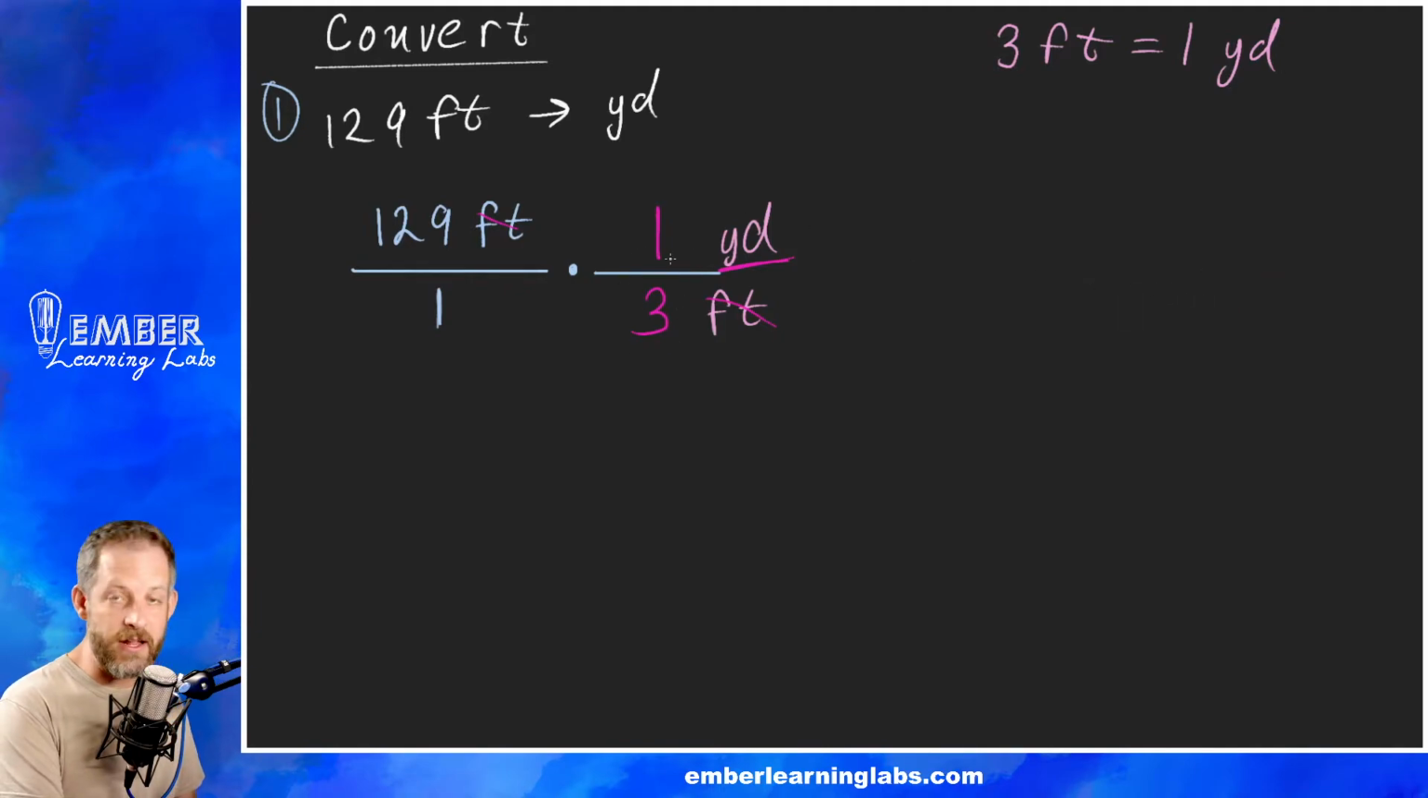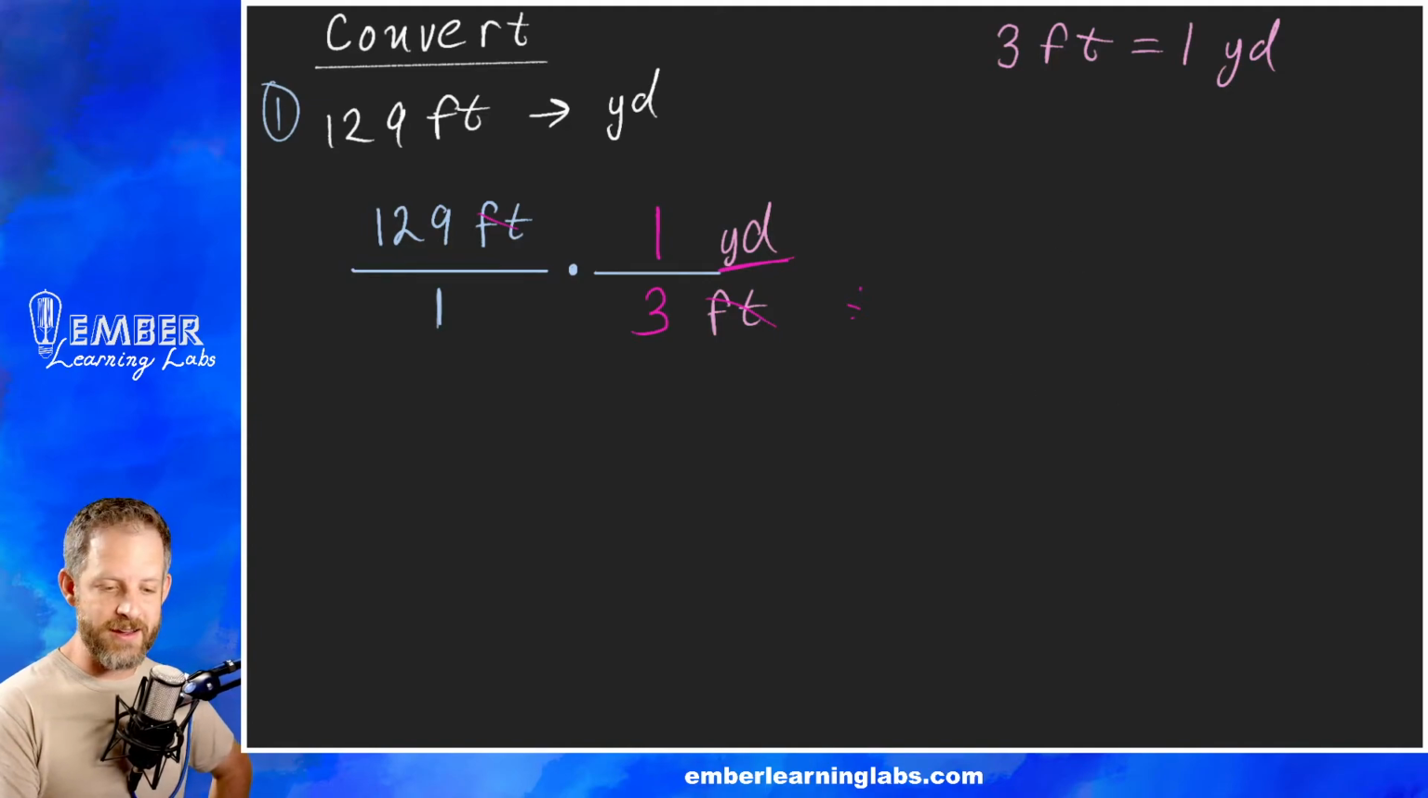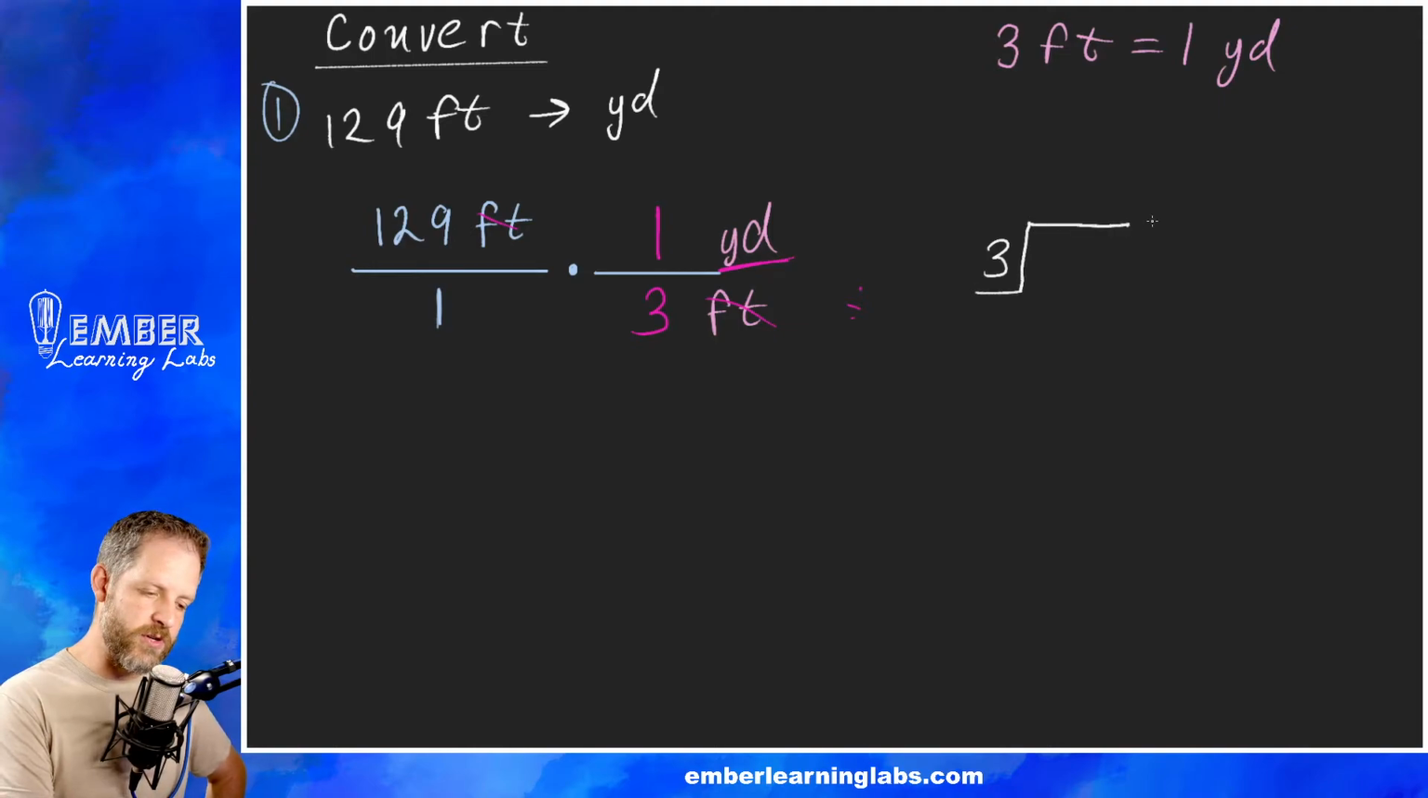If the number, not the 1, but the other number is on the bottom, we divide. So 129 divided by 3. Now, I'm going to scratch paper this one out because that's a good idea. At this point in the course, you're not using a calculator. So 3 on the porch, and 129 in the house.